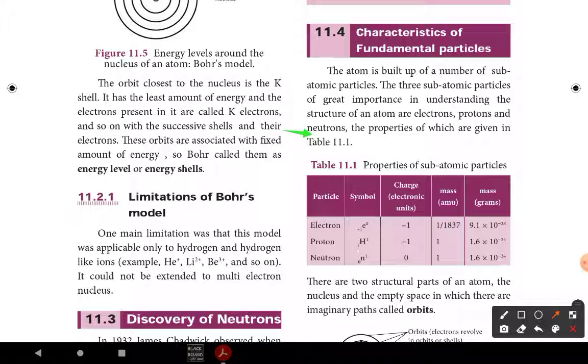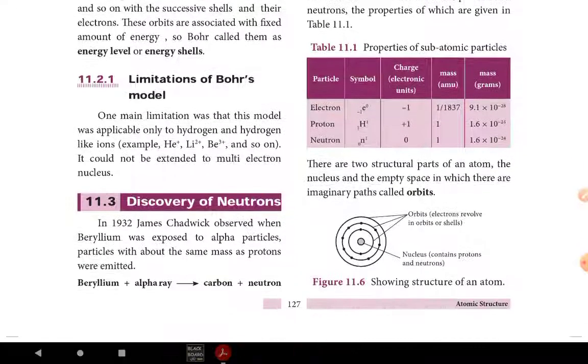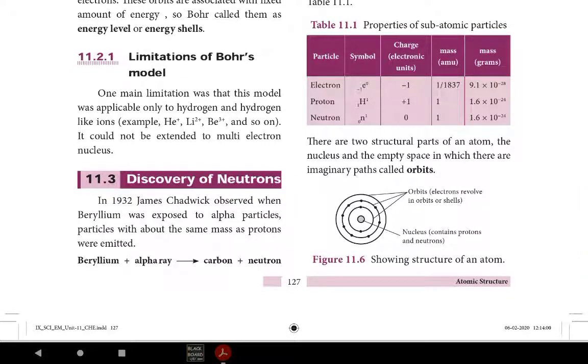The meaning of subatomic particles. What is the meaning of subatomic particles? It means the particles which make up the atom. Okay, an atom is made up of smaller particles, so they are given the special name subatomic particles. So what is given here in this box? Properties of subatomic particles. You just have a look at it, children, so you will understand.